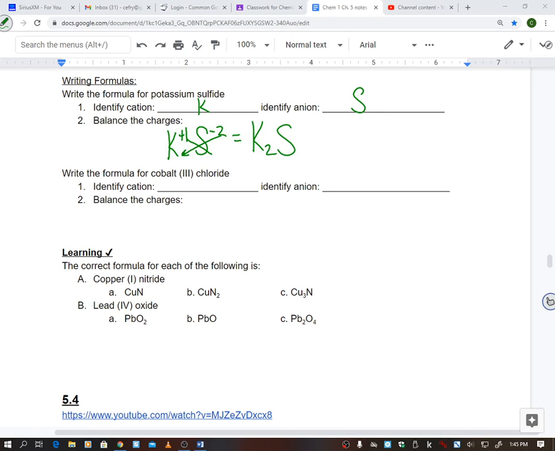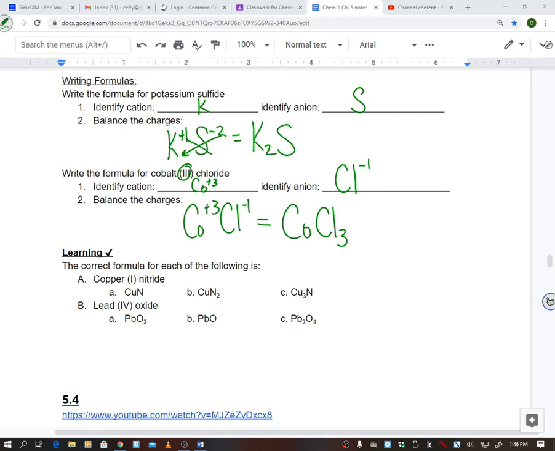All right, now then we're going to write the formula for cobalt. Identify the cation. It is the first one. Now this is cobalt +3. That's what that is telling me. It's not telling me there's 3 of them. And the anion is the negative one that's always written second, chlorine. Balance the charges. So I've got Co +3 and chlorine -1. This is going to be CoCl3.